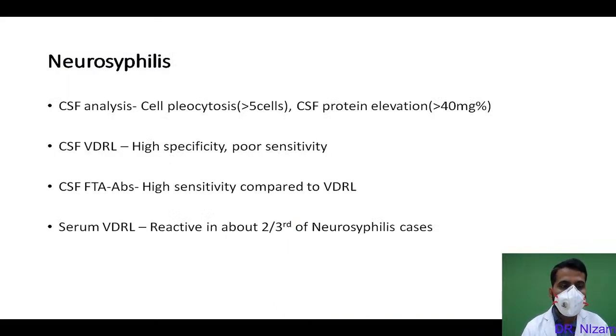Now, in the lab parameters of the CSF, what we can see is CSF pleocytosis, that is more than 5 cells are seen, and the CSF protein is more than 40 milligram per deciliter.